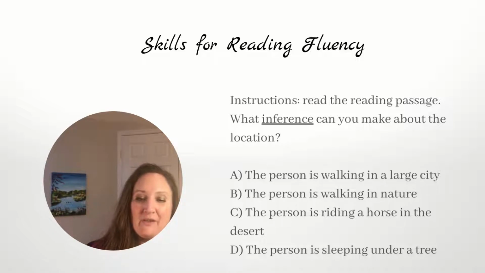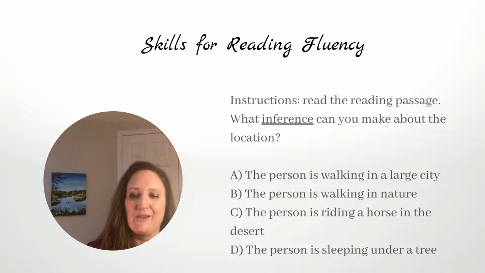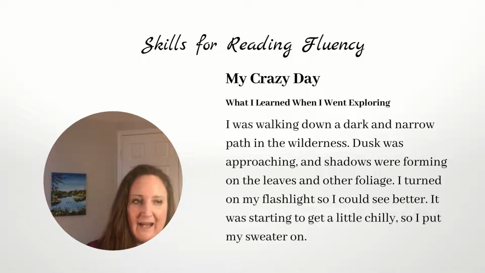So the options are A, the person is walking in a large city. B, the person is walking in nature. C, the person is riding a horse in the desert. Or D, the person is sleeping under a tree. Okay, so I'm going to scan through the information. So I'll quickly read the title, My Crazy Day, the subtitle, what I learned when I went exploring. And I'm looking for specific information to tell us where the person is and what they're doing.